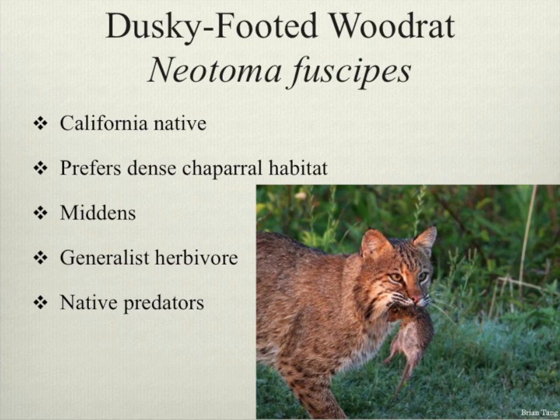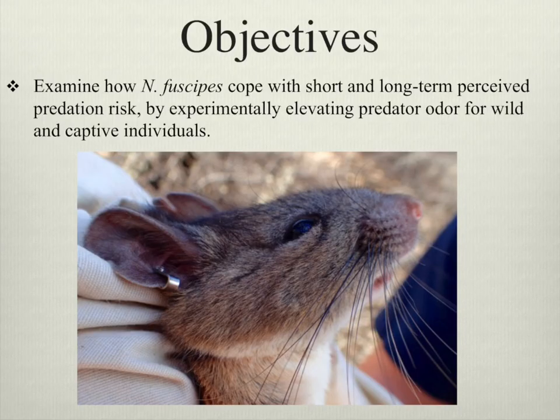Ultimately, it has a number of native predators. Basically, anything that eats meat will eat it. However, its primary source of mortality comes from the bobcat. My research examines exactly how N. fuscipes copes with both short and long-term perceived predation risk.